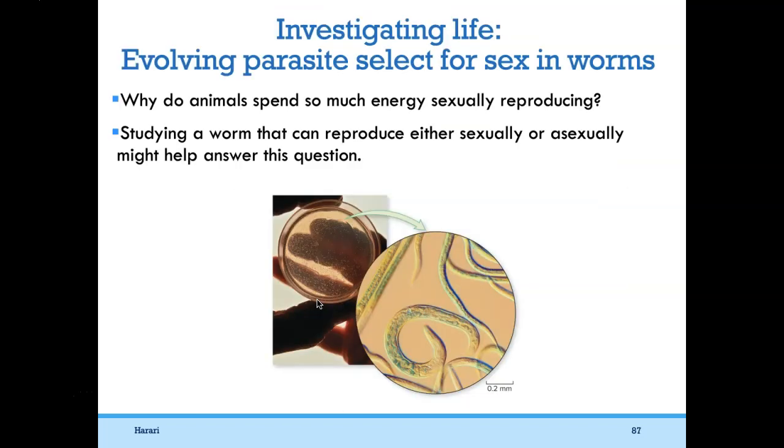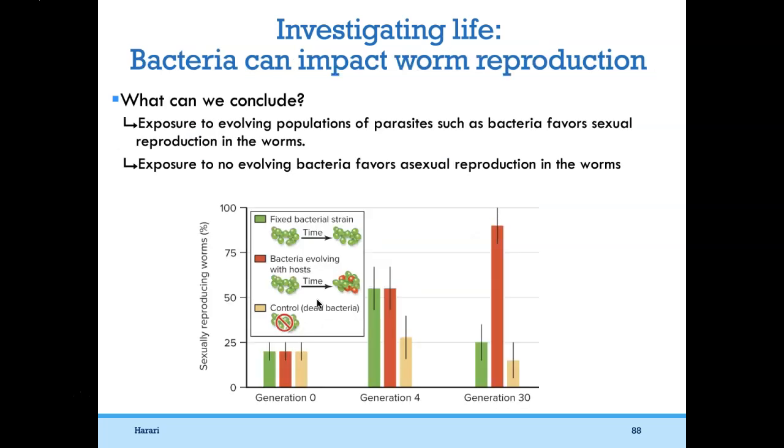I'm not going to go through this example in this lecture, but it's interesting if you're curious that sex occurs in worms as well. And worms can choose between either asexual and sexual reproduction. So what they did was they exposed these worms to either evolving bacteria that always change, or a fixed bacterial strain that doesn't change.